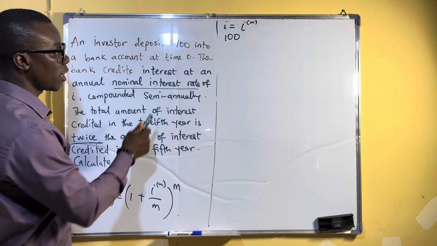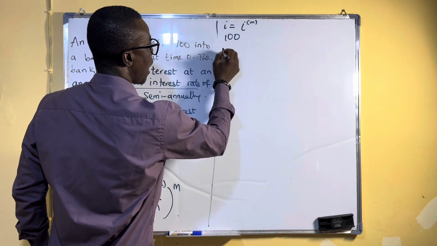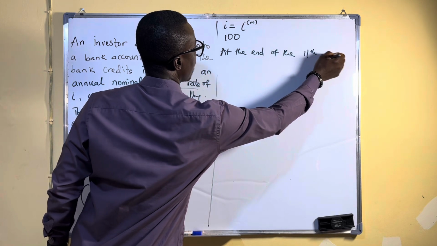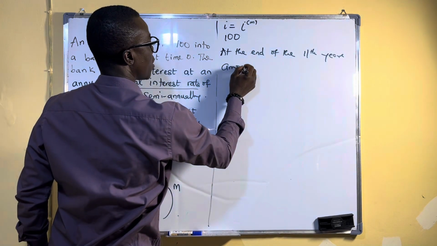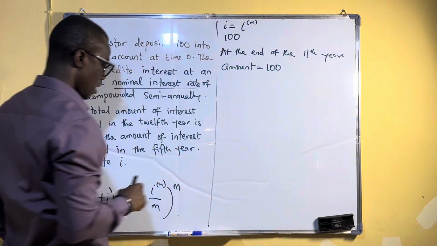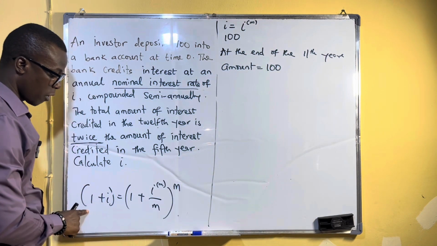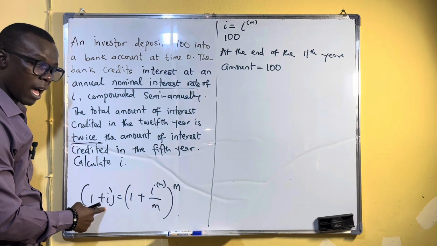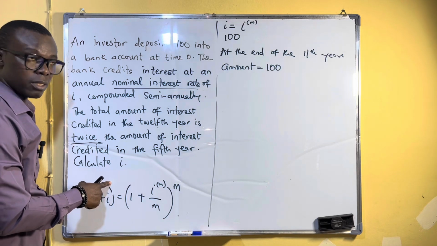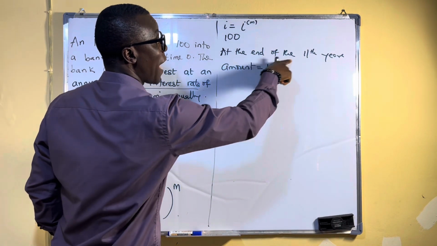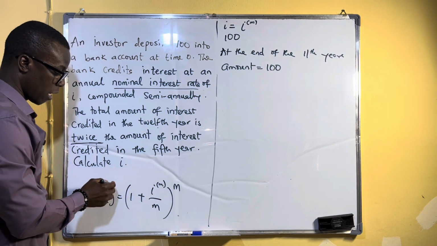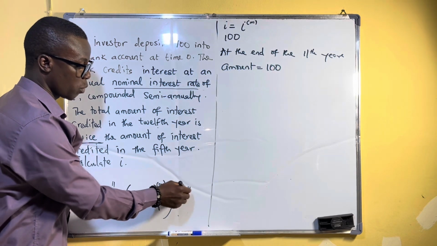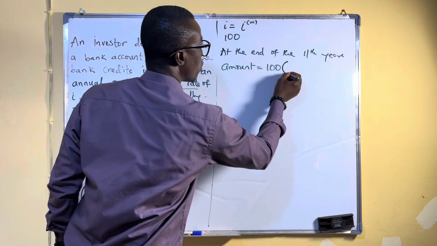So I'm going to say, at the end of the 11th year, the amount becomes 100. Now you can see this is a very unique formula we have. Usually, if I'm going to use the annual effective interest rate, I'm going to say 1 plus I raised to power 11, because I'm looking at the end of the 11th year. Now when I introduce the 11th year, 11 will also be introduced this way, times 11.